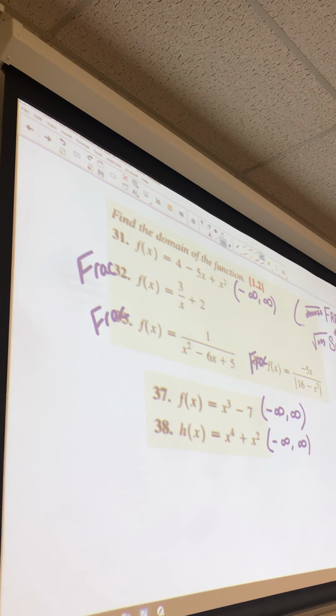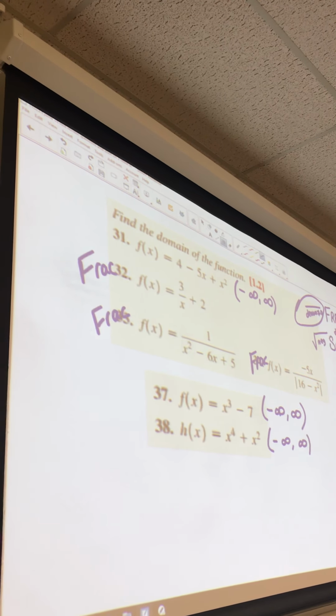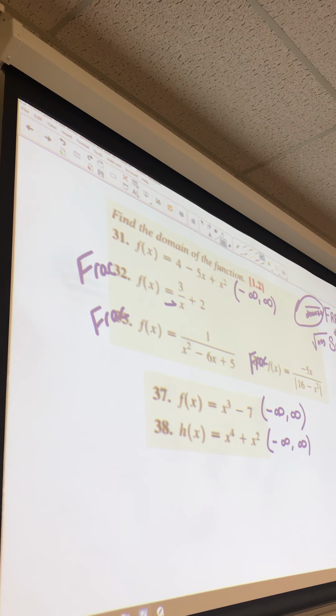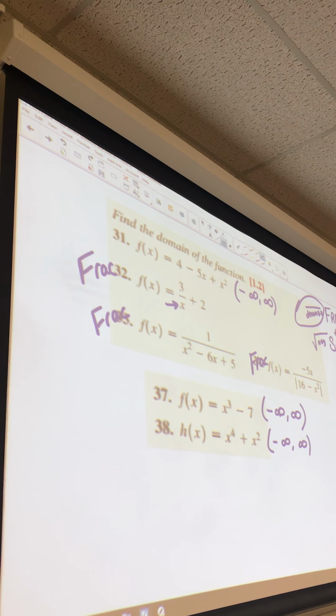And so we said up here, we have to think about not letting the denominator be 0. Right? So, what can I not let the x be on number 32? 0. Right? Because it's just plain x sitting down there. So it cannot be 0. So how will I write the domain with interval notation? The domain saying it can be any x except 0.